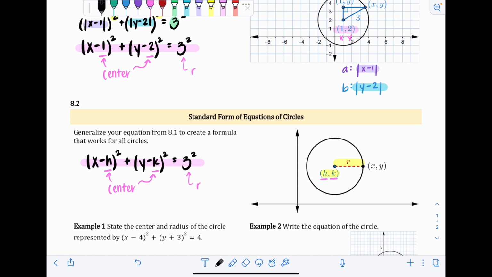And then not every circle has a radius of 3, so we'll definitely have to take out the 3. And we'll just put an r there. And now this formula will help you write the equation of any circle. So h and k are going to be the center. H is the x coordinate, k is the y coordinate, and then r is the radius of the circle.